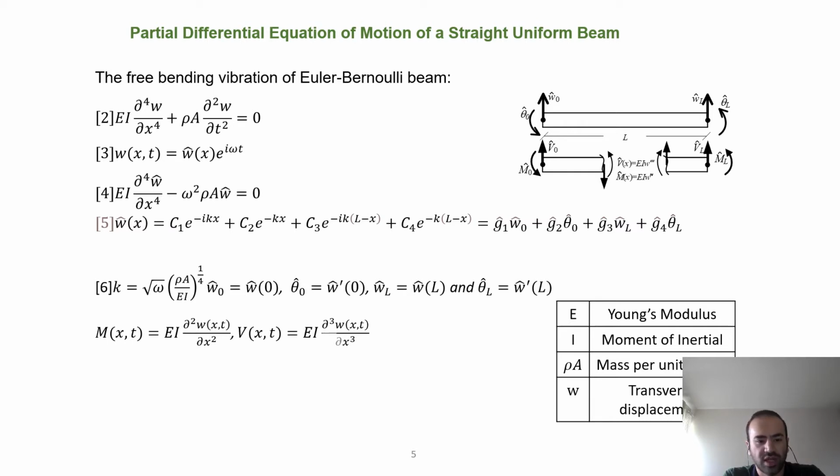w is a function of x and t, but we can replace it with its Fourier transform in the frequency domain and insert it back into equation 2, and that gives us equation 4, which is a function of x and omega. And if we try to solve equation 4, we will see that it will have a form as in equation 5, with g1 and g3 interpolating the transverse displacement inside the element, and these are exact shape functions, and g2 and g4 do the same thing for rotation.